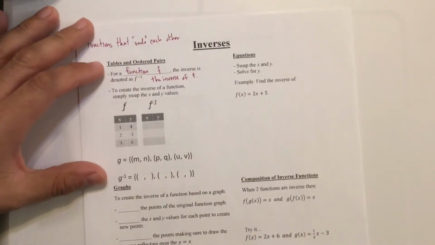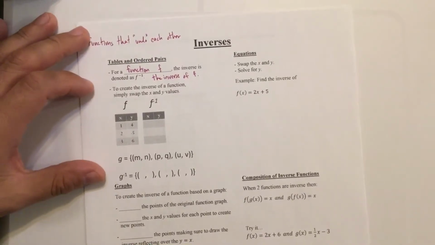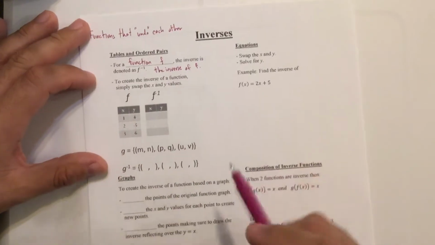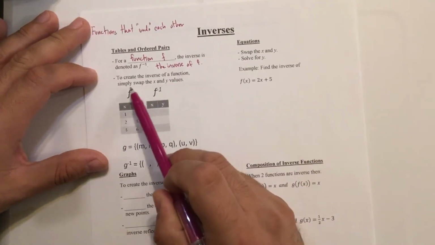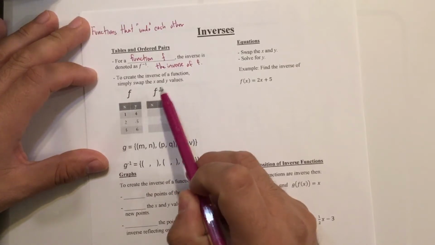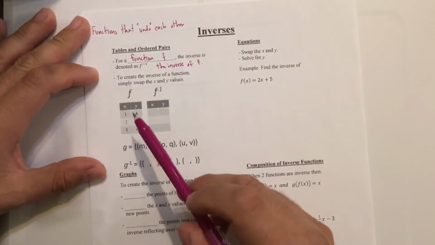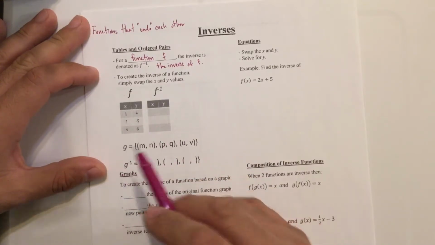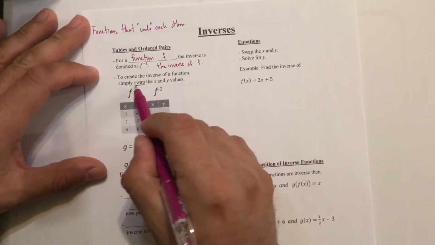All right, so when we're talking about tables and ordered pairs, it says, to create the inverse of a function, simply swap the x and the y values. So if you take a look at our original function, we know this is our original one because there's no negative 1 power, and this right here has negative 1, so that's our inverse. Currently, our x values are 1, 2, 3. Our y values are 4, negative 5, and positive 6. So all we have to do is just swap our x and y values.